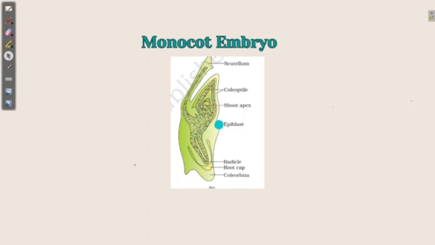And you can see an epiblast here. The epiblast is nothing but it is considered as a rudimentary cotyledon, that is underdeveloped cotyledon. So the well-developed cotyledon here is scutellum. So we consider monocot has only one cotyledon in it.